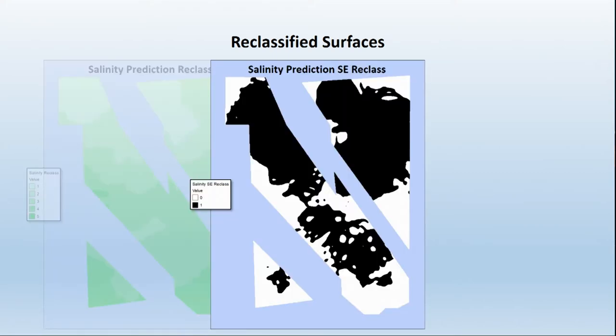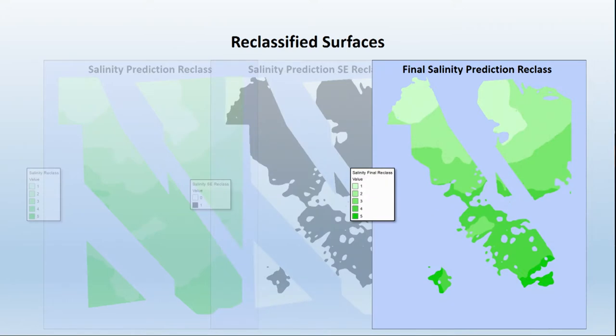Then I take the prediction standard error and reclassify that into a binary raster. And so through multiplication in the raster calculator, I multiply this surface by the previous surface in order to generate the final salinity prediction reclass. So essentially, I'm masking out the areas that I have the least amount of confidence in. Once that's done, we move on to the primary model.